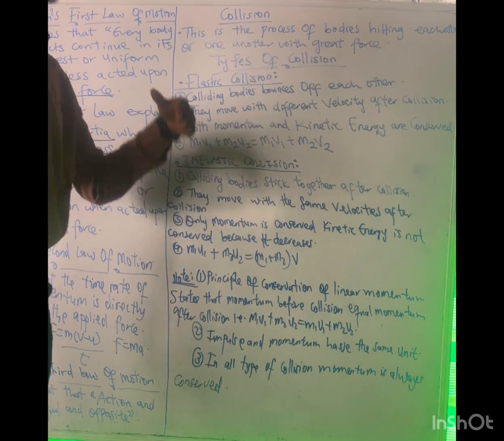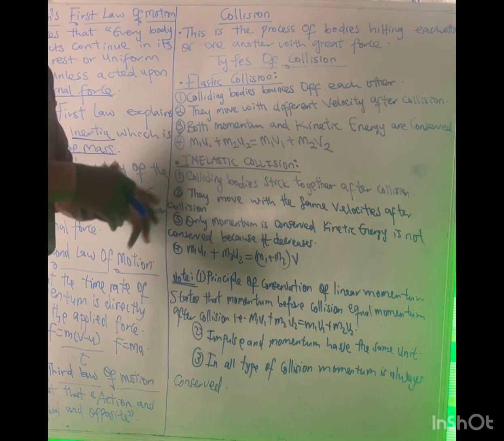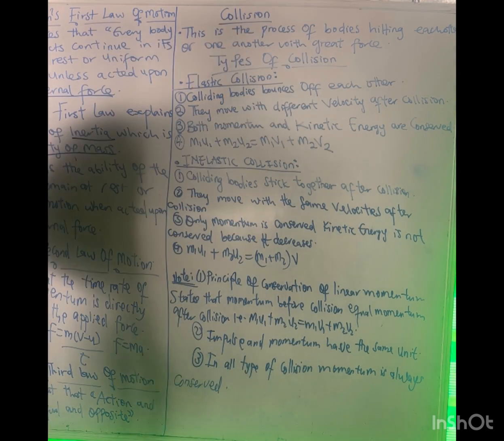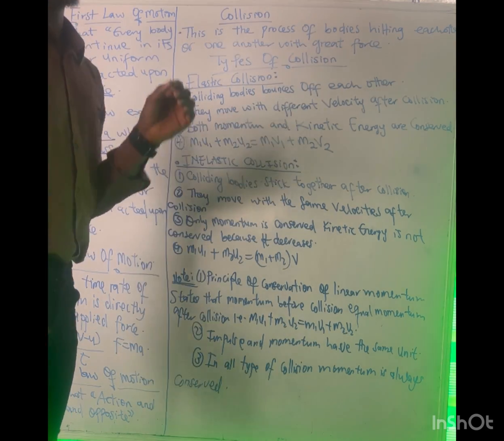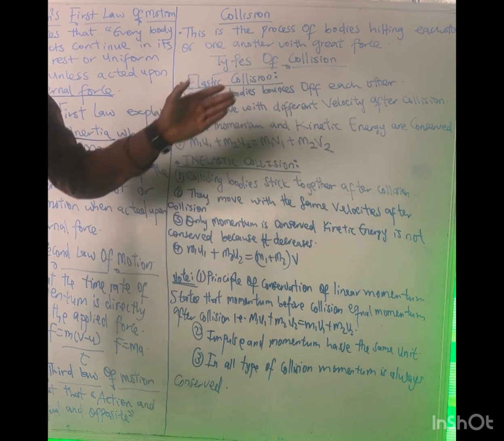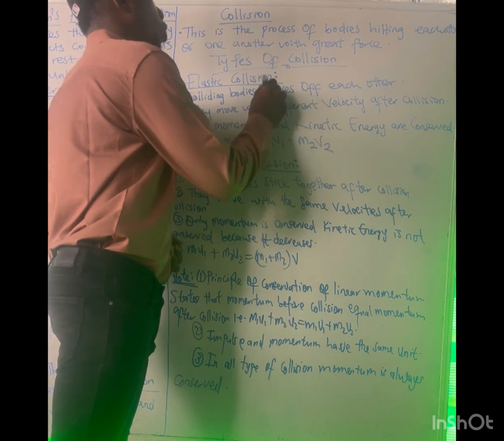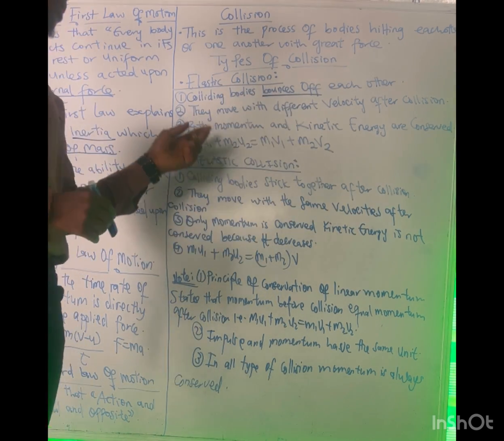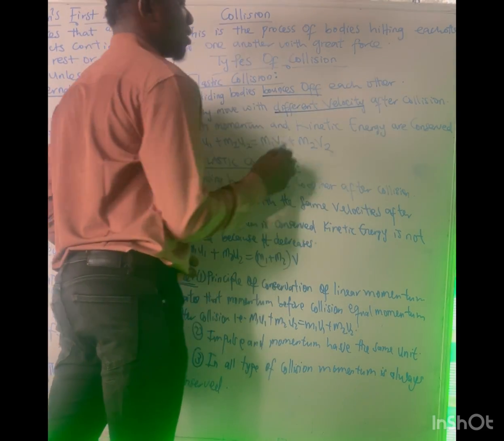Talking about collision in physics, that is the process by which two or more bodies hit one another with great force. We have the types of collision. We have the elastic collision. These are the things we have to understand about the elastic collision. The first one is that the colliding bodies bounce off. In elastic collision, colliding bodies bounce off. And after the collision, the colliding bodies move with different velocities.